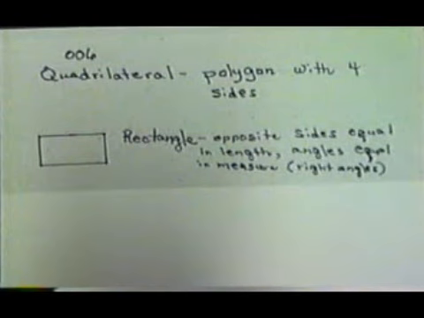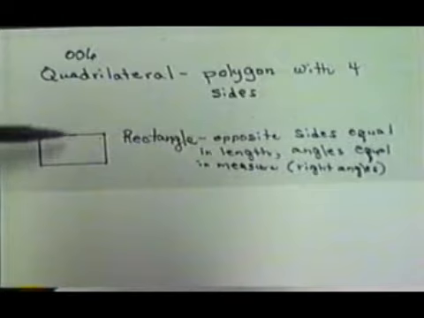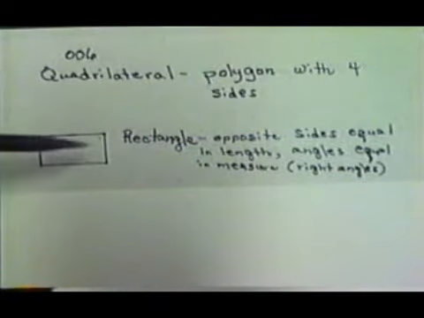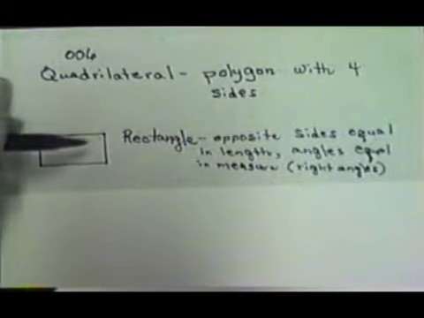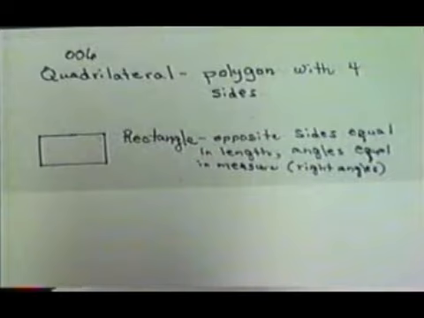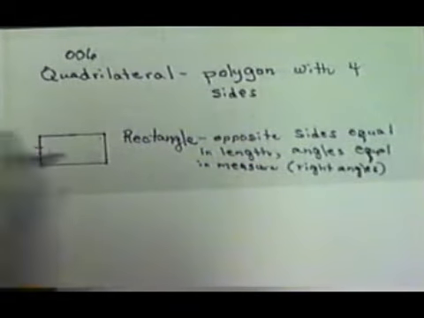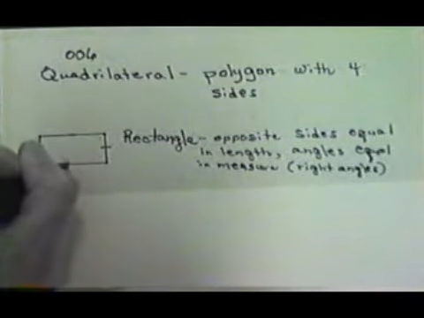A rectangle is a four-sided figure, or a quadrilateral, that has opposite sides the same length, and the angles are all equal in measure, and we call those angles right angles. Notice they come straight, this line comes straight down here. It makes what we call a 90-degree angle, or a right angle. And I'll mark the opposite sides the same length.